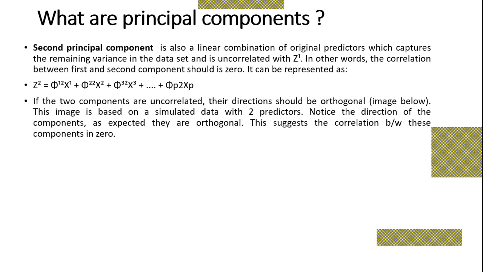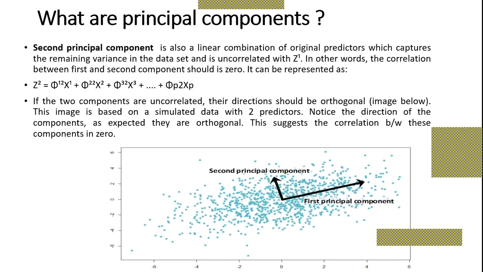The two components are uncorrelated, so their directions should be orthogonal. This image is based on simulated data with two predictors. So you can see in the figure, notice the direction of components. As expected, they are orthogonal. This suggests the correlation between these components is 0. So you can say that the first principal component and the second principal component are orthogonal, that is, uncorrelated.